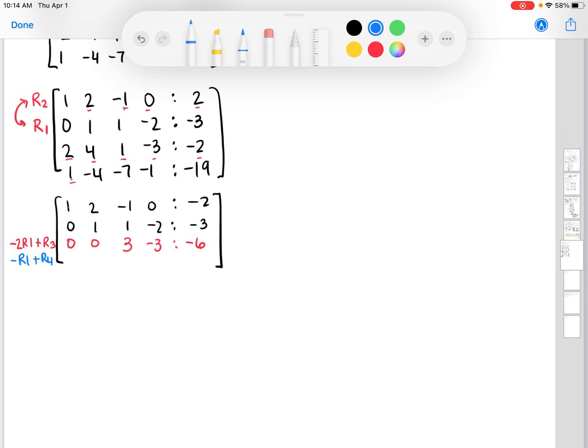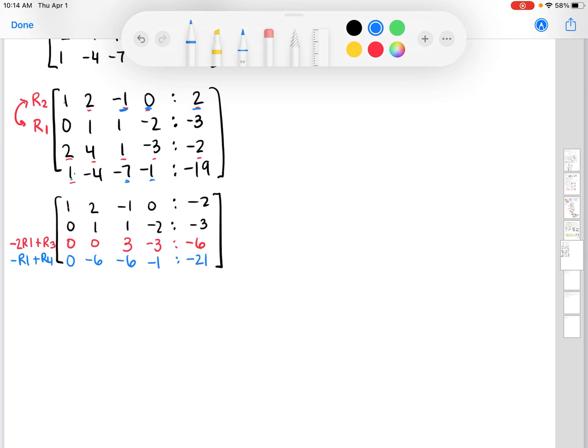So let's see, that's negative 1 plus 1 is 0. Negative 2 plus negative 4 is negative 6. Positive 1 plus negative 7 is negative 6. 0 and negative 1. And then negative 2 and negative 19 is negative 21. Okay, so looking good so far.